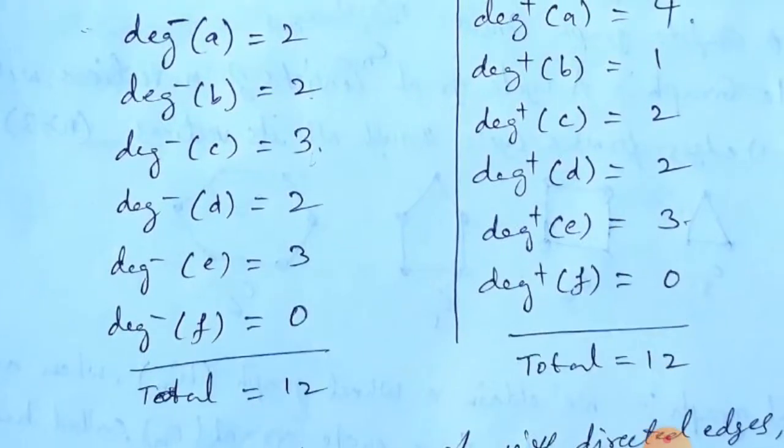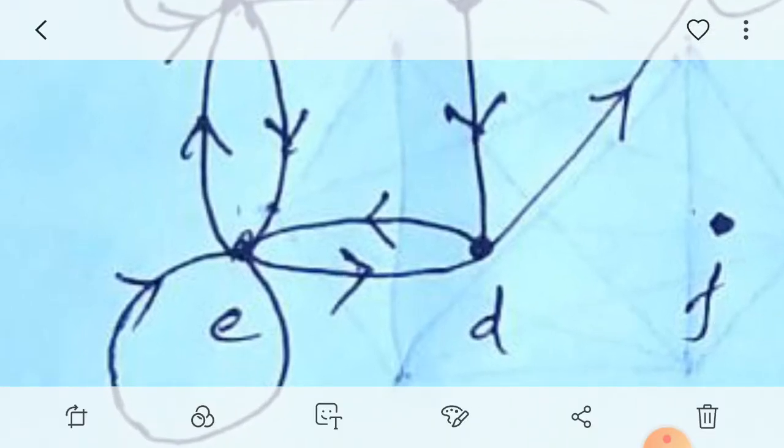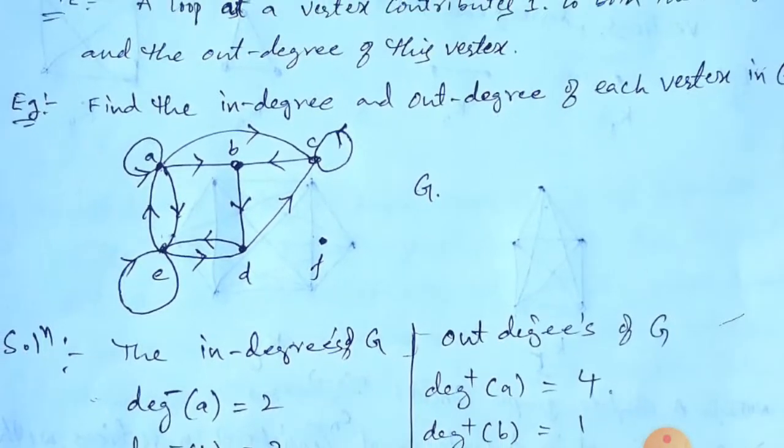Now observe, the in degree of E is 3. How many edges are incident towards E? Here 1, here 2, and here 3 is the loop. So the total arrow marks towards E are 3. That's why the in degree of E is 3.